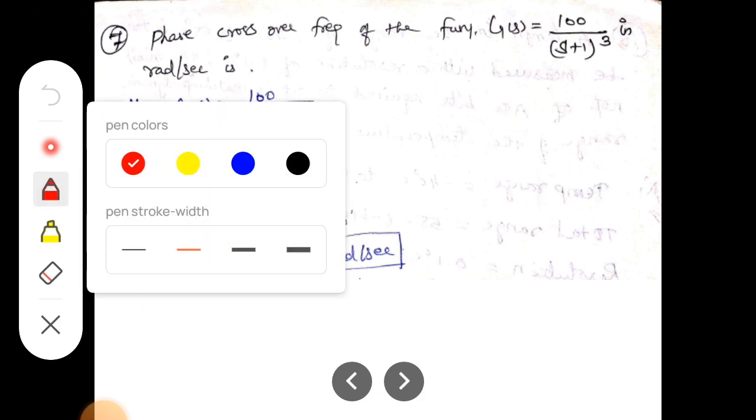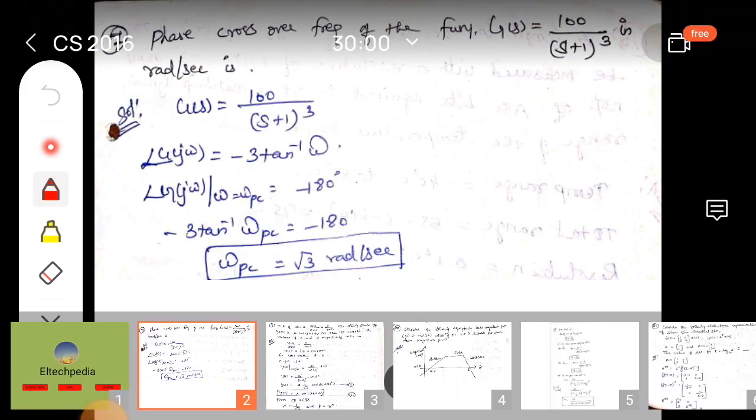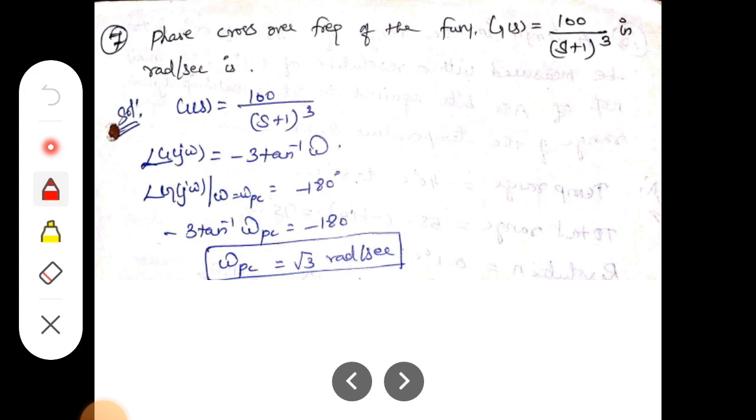In this they provide the transfer function as 100 divided by (s plus 1) whole cube. Then we want the function of angle. Phase means angle; phase crossover frequency, so omega pc is required. The phase of the given transfer function has 1 divided by (s plus 1) power 3 in the denominator. So the whole term is converted as 3 times, so minus 3 tan inverse of omega, where s plus 1 is written as tan inverse of omega.